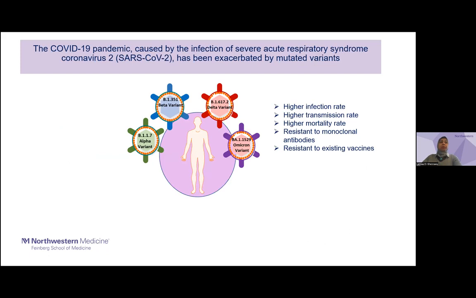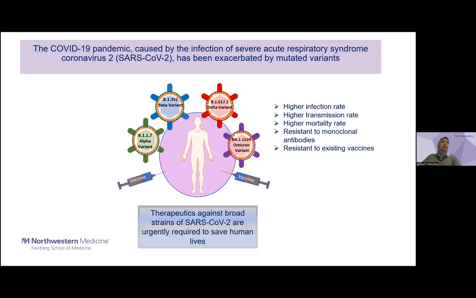And what really exacerbates the whole situation is the appearance of mutants of the virus that have higher infection rate, higher transmission rate, higher mortality rate, and thus they are posing a great challenge to the existing treatment and vaccination. Thus, there is an urgent need to develop therapeutics against broad strains of the virus in order to save human lives, especially those susceptible people that are immunocompromised, those that are not yet vaccinated, with a low vaccination rate worldwide. And of course, with the appearance of more virulent variants every now and then.